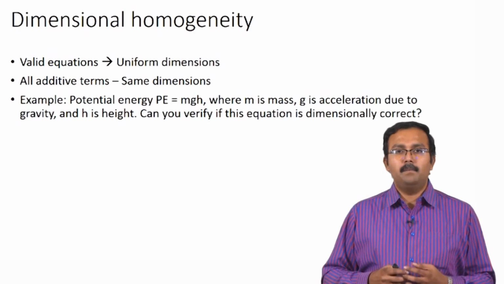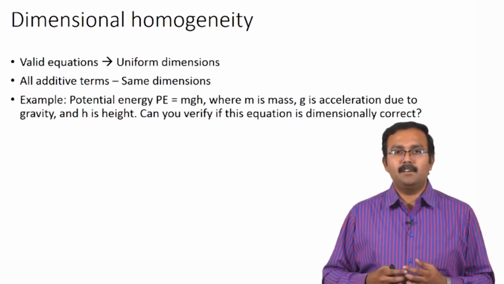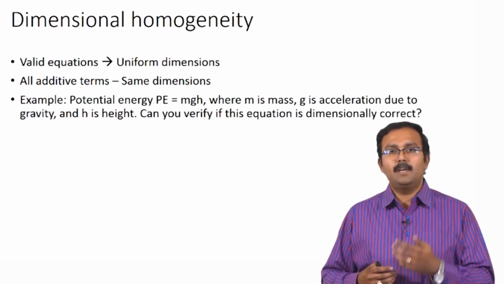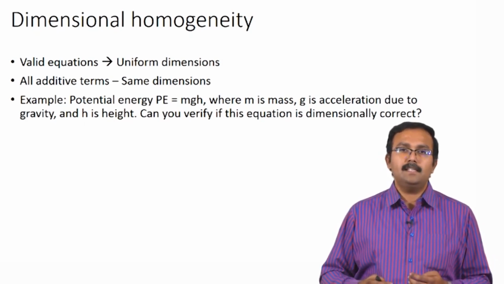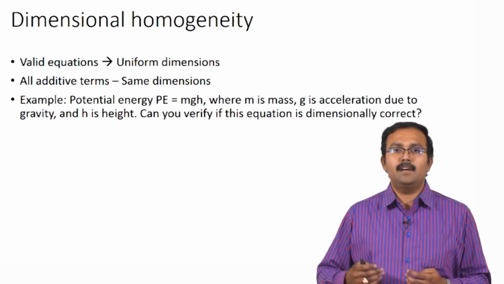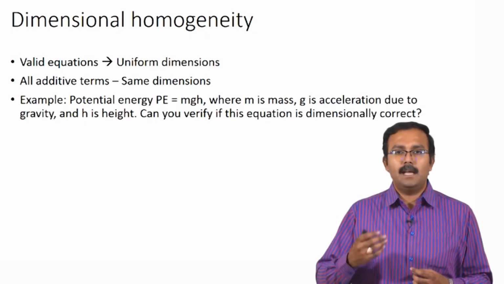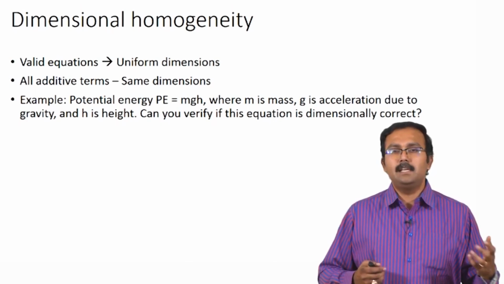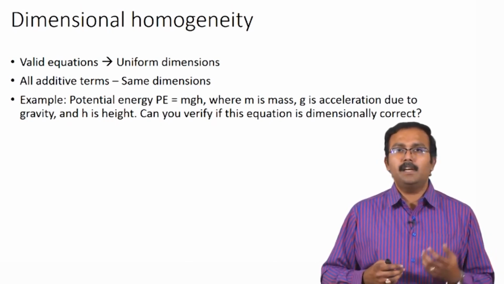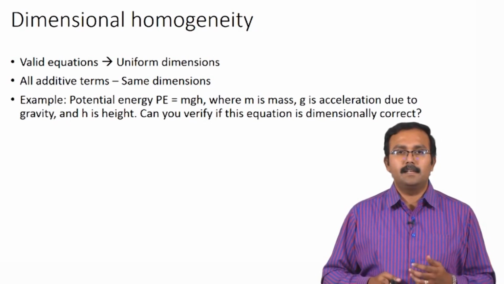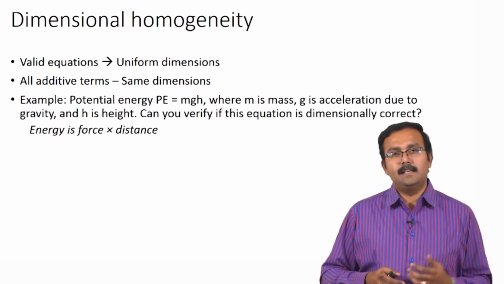Here is an example problem. You can check the first statement which I have made. I have said that valid equations would have uniform dimensions. Now we know that potential energy is given as mass times acceleration due to gravity times height, which is mgh. Can you verify if this equation is dimensionally correct? Let us go to the first principles and try to identify what would be the dimensions of the left hand side. The left hand side term is energy.